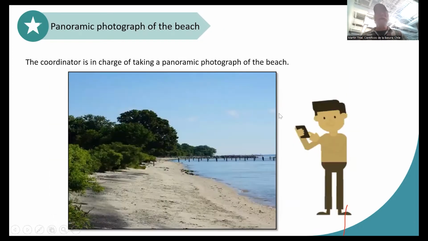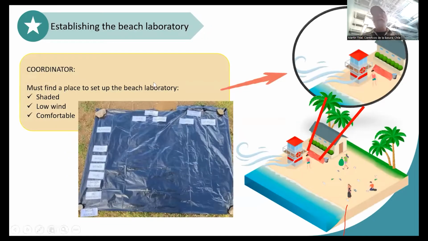And then when you come to the beach, the first thing that you should do is take a panoramic photograph of the beach, which gives us an idea of how the beach looks. And then you can set up what we call the beach laboratory, where we're going to process the litter that we collect. That should ideally be a place that is protected, that has a little bit of shade, that is protected from the wind, and where in general you can be comfortable, because that is where we will spend a lot of time later, after we collected the litter, to analyze it and organize it on this sheet that you can already see here.